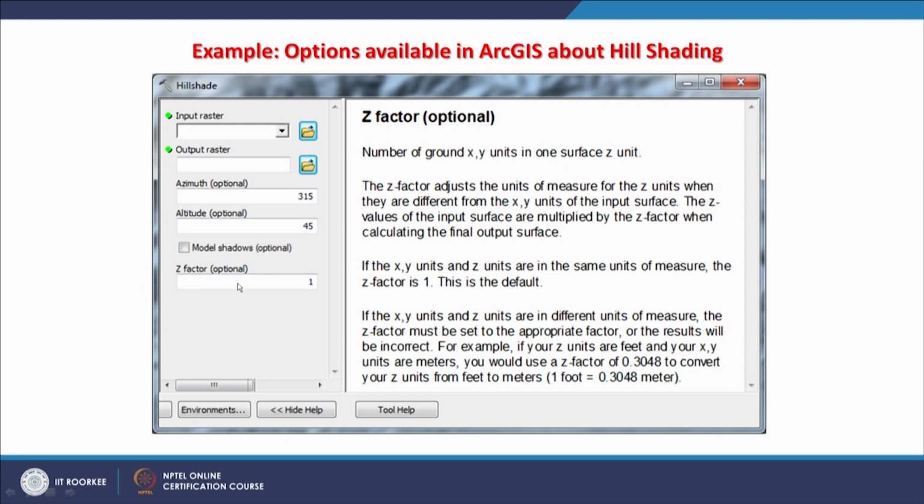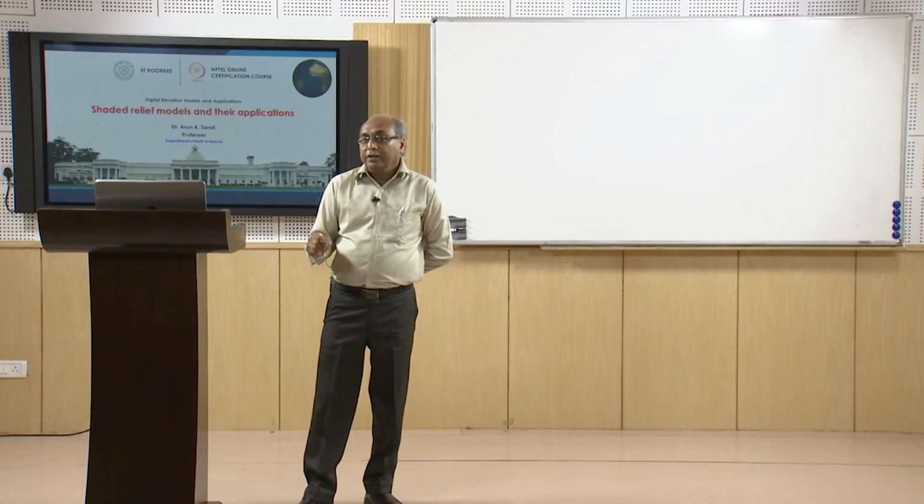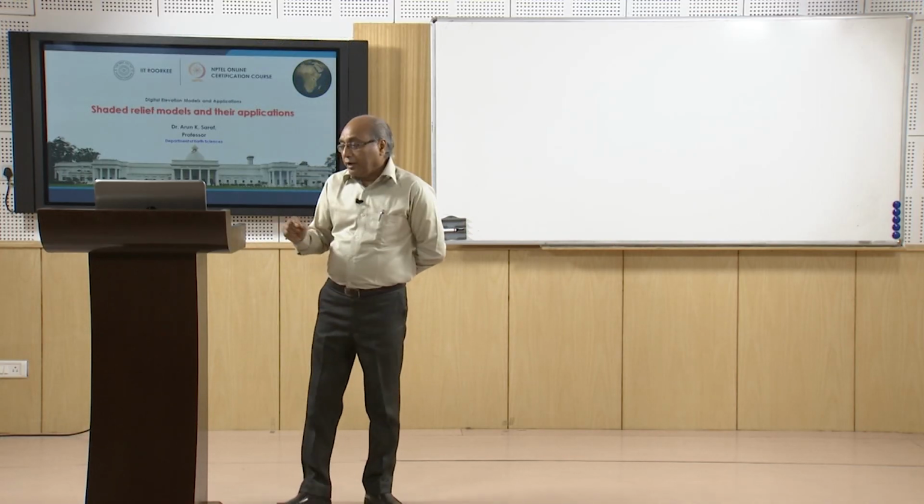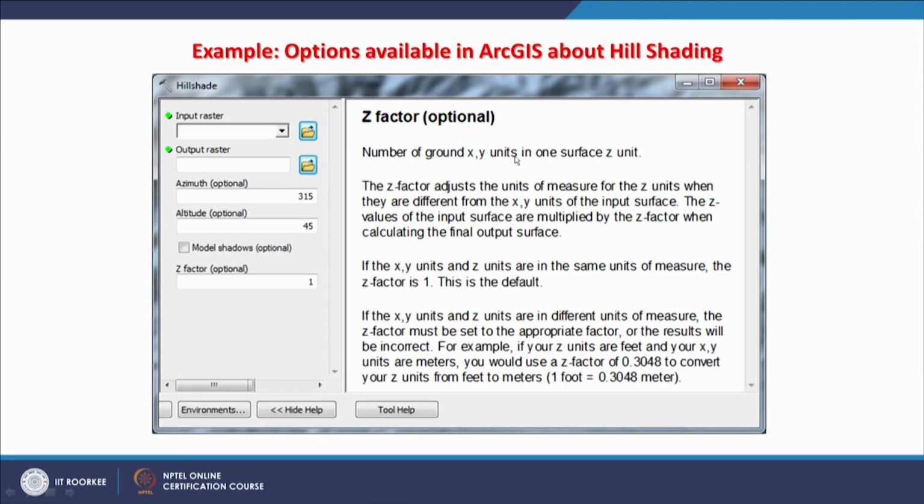Jet factor, though here it is mentioned as optional, can be 1 only when the horizontal scale and vertical scale are the same. Otherwise, not. We will quickly go through this help file, which in case of ArcGIS is given: the number of ground XY units in one surface Z unit. So if both horizontal and vertical scales are the same, then one jet factor can be used.